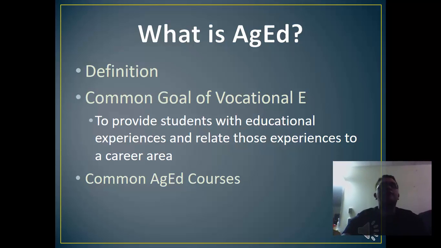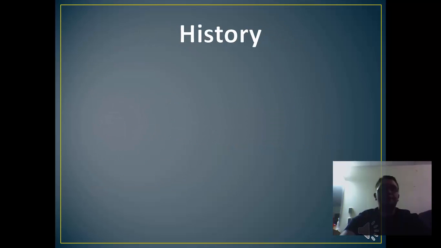There are a lot of reasons why agricultural education is important, and one of the common goals of vocational education, or vocational ed, is to provide students with educational experiences and relate those experiences to a particular career area. In order to do this, there's a wide variety of agricultural education courses available to students, ranging from fisheries and wildlife to leadership to even animal science. In fact, in some of these courses, students can even earn college credit.